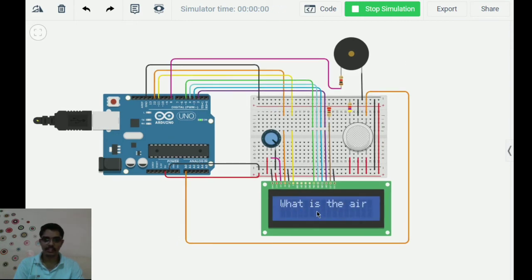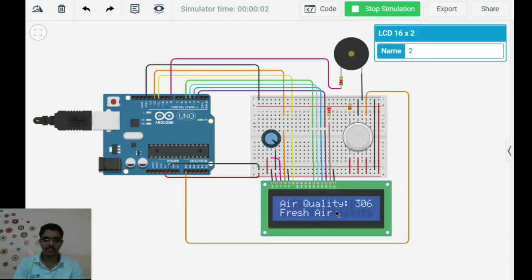Yes, we can see here the air quality is 305, fresh air. So here we can see the gas concentration near the sensor is very low, so it is fresh air. If we increase the concentration by dragging the smoke, you can see it increases, and after 500, it will start displaying poor air. And if it is greater than 600, you can see it will display very poor air, and also the alarm will go off.